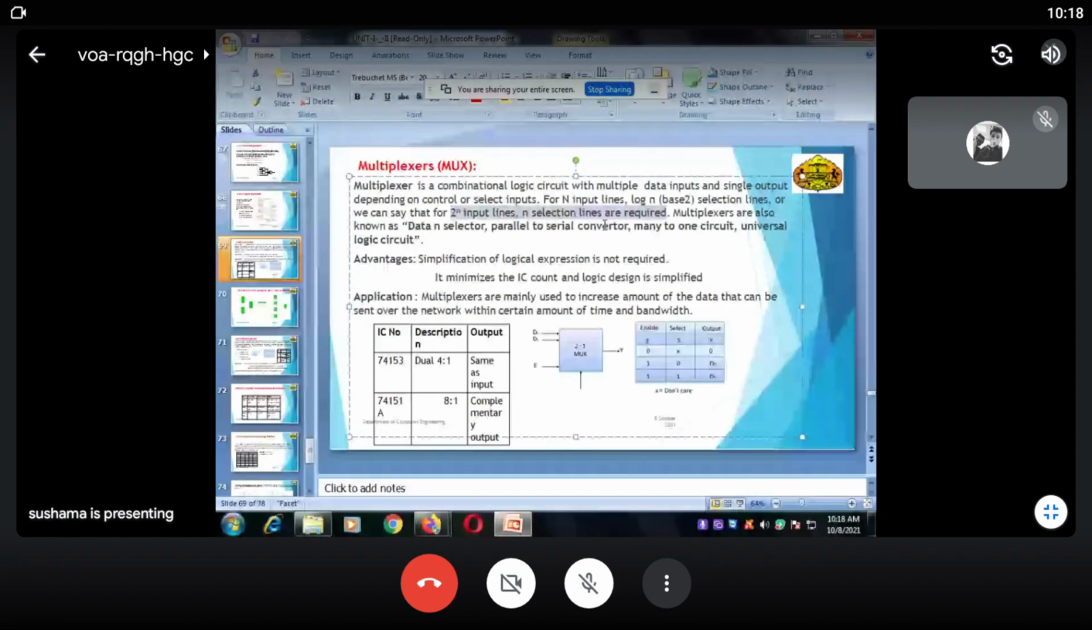Multiplexers are also known as data selectors or parallel to serial converters, because the multiplexer is used to select only one input at a time from many inputs. That's why it can work as a parallel to serial converter also. It is also called many to one.